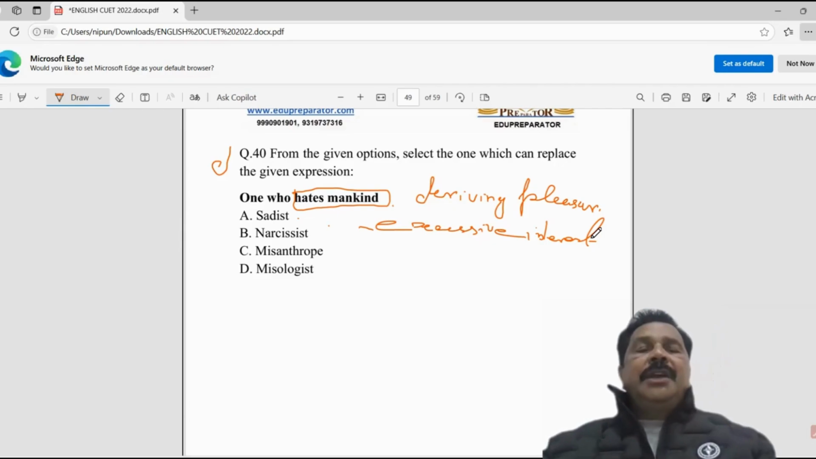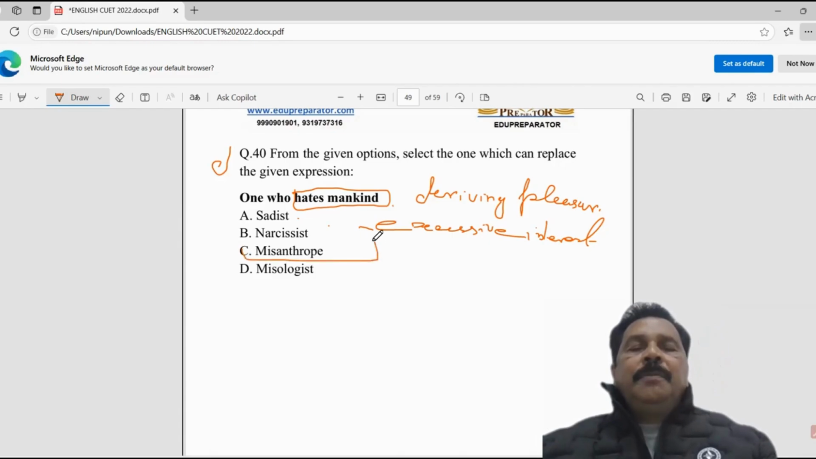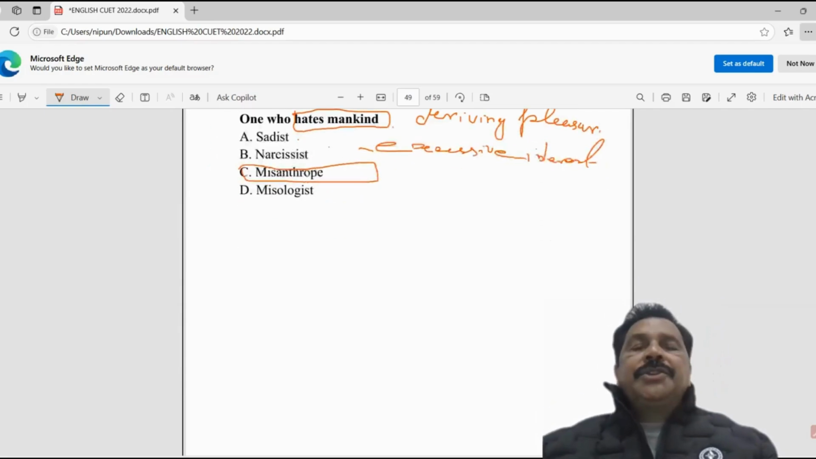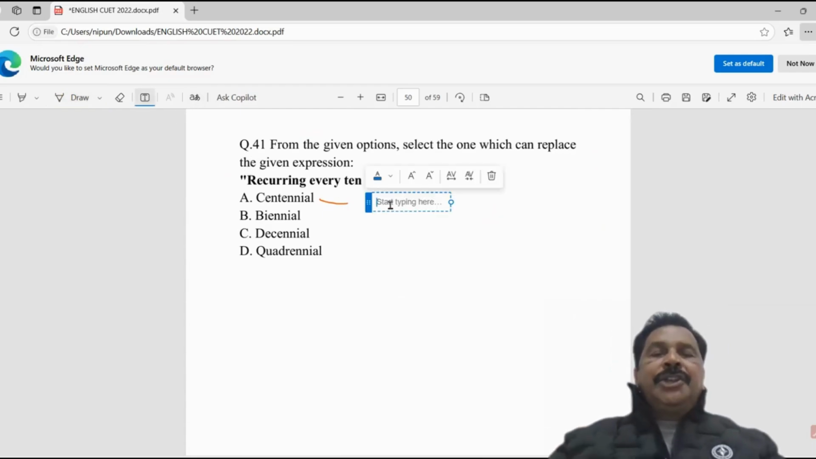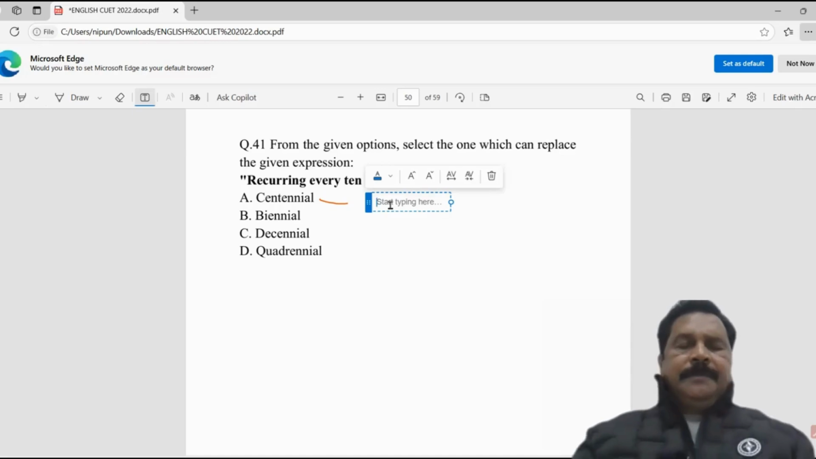Now the correct answer, you can already find out, is misanthrope, one who hates mankind. Again, select the one which replaces an expression recurring every 100 years. What is the meaning of centennial? It means century, 100 years.